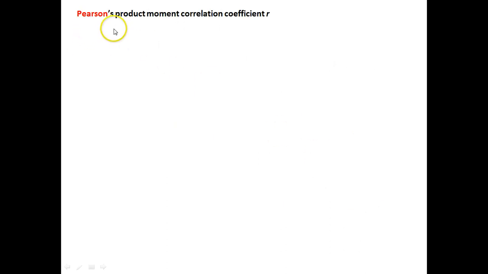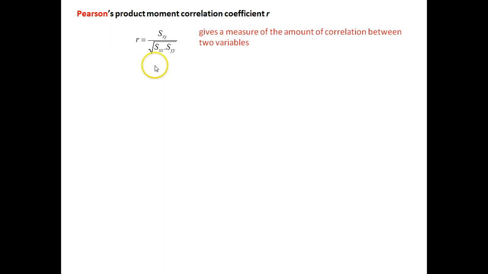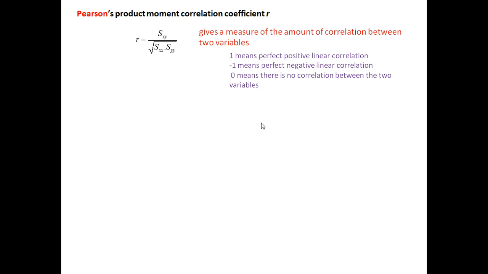For the Pearson's product moment correlation coefficient r, we use that r is equal to Sxy divided by the square root of Sxx multiplied by Syy. And this gives us a measure of the amount of correlation between two variables. A +1 would give a perfect positive linear correlation. A -1 would give a perfect negative linear correlation, and a 0 means there's no correlation. Any number in between, say 0.5, would give some positive linear correlation. So anything in between gives us an idea of the amount of correlation we have.